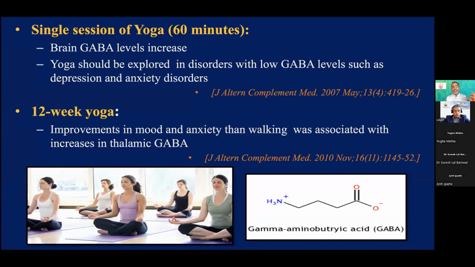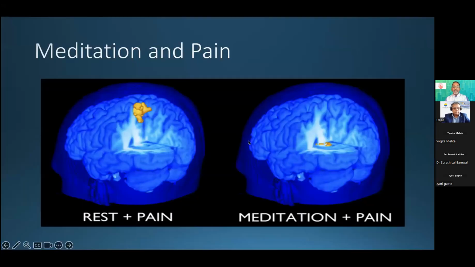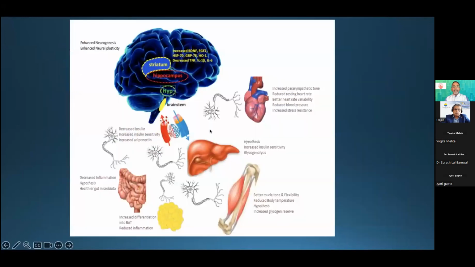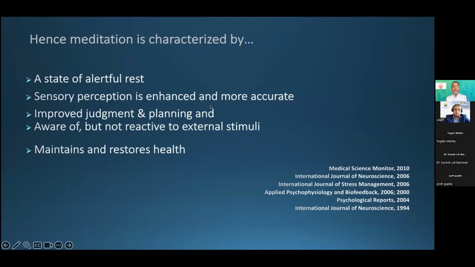As I was telling, it's not just activation, it's also inhibition. One study suggested that brain GABA levels increase significantly when you practice yoga. And 12 weeks of yoga also demonstrated improvements in mood, anxiety, etc. Meditation is also useful in managing pain. Pain perception can probably be significantly reduced with the practice of meditation. And there are several pathways which are very well worked out. This is a summary of it. I'm not going into the detail of it.